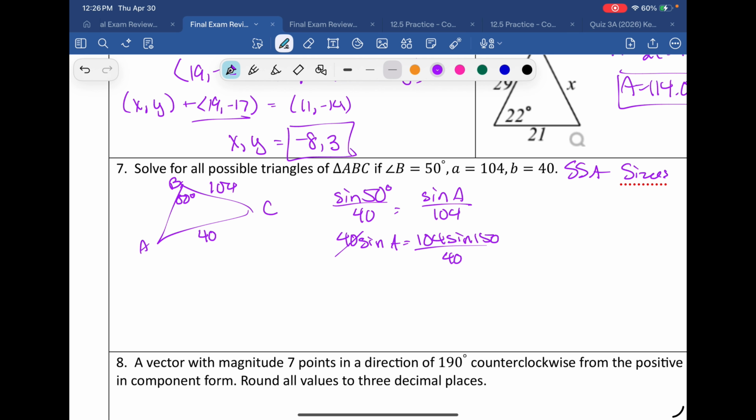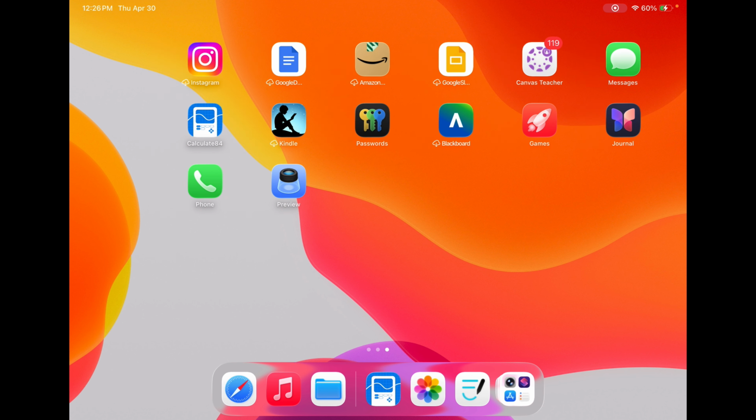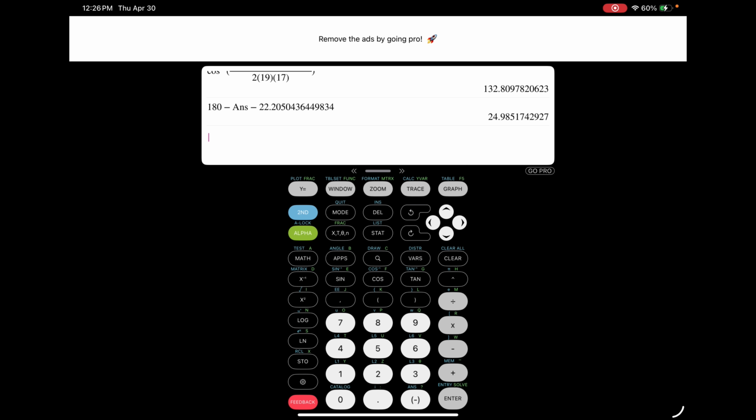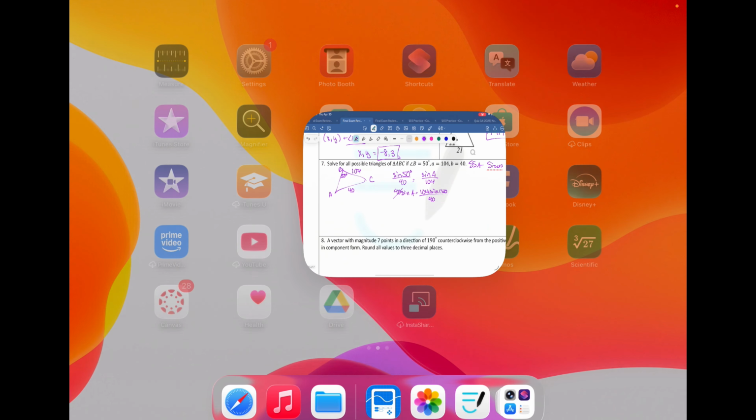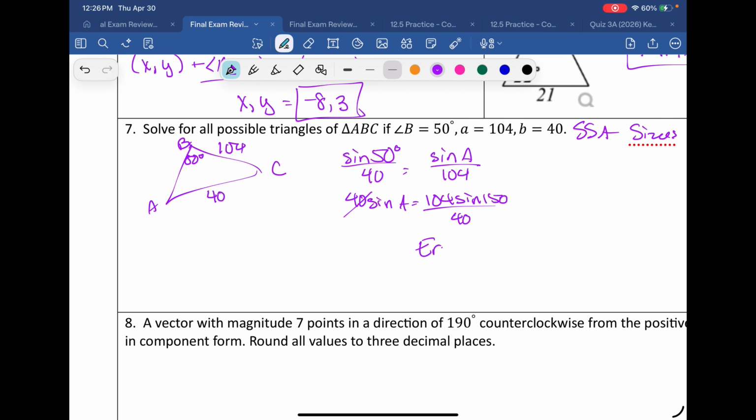Now, if I put this in the calculator, inverse sine 104 sine 50 over 40, we get an error, which means we have no such triangle.